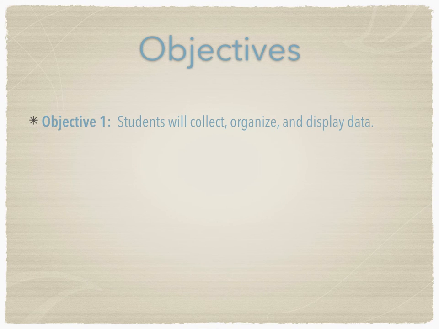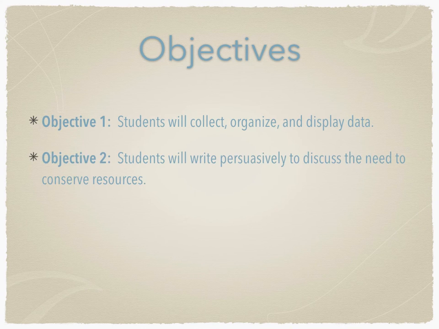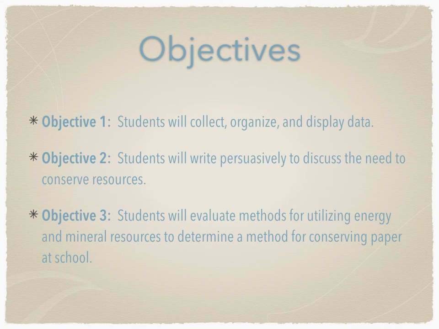The unit has 3 overarching objectives. They are as follows. Objective 1. Students will collect, organize, and display data. Objective 2. Students will write persuasively to discuss the need to conserve resources. Objective 3. Students will evaluate methods for utilizing energy and mineral resources to determine a method for conserving paper at school.